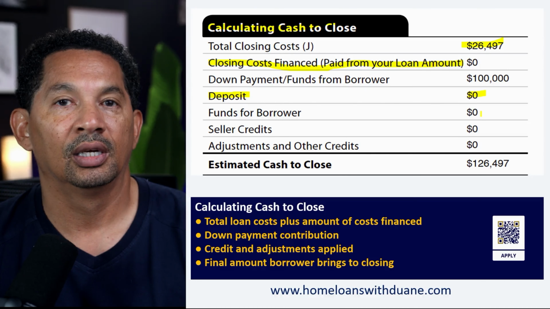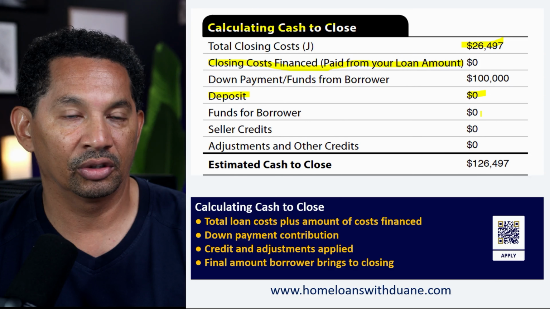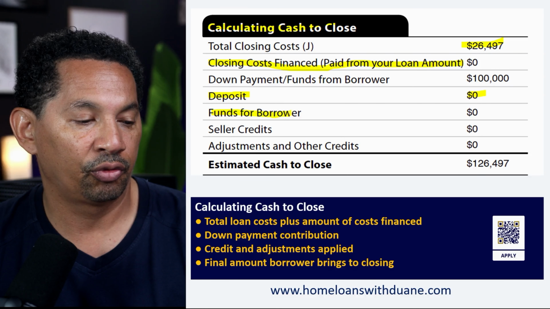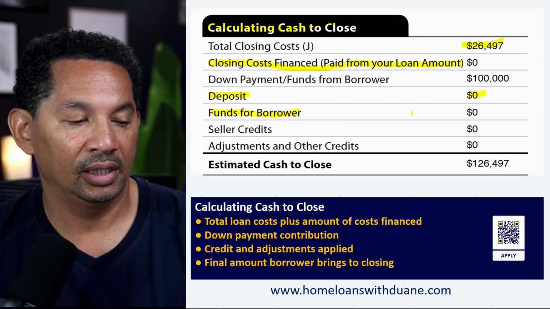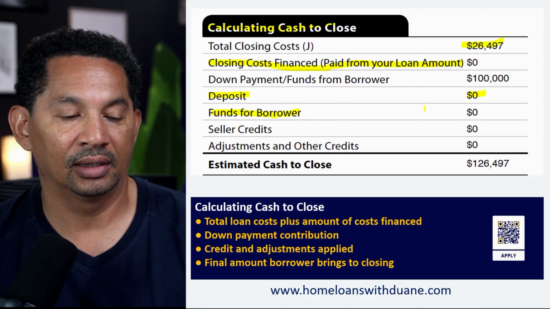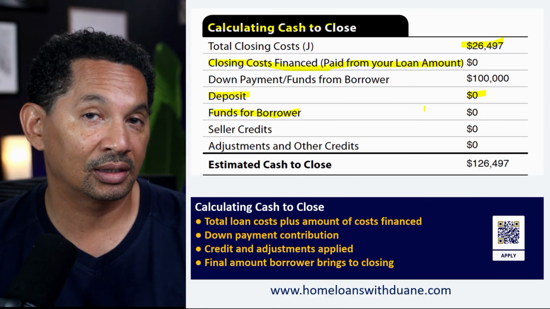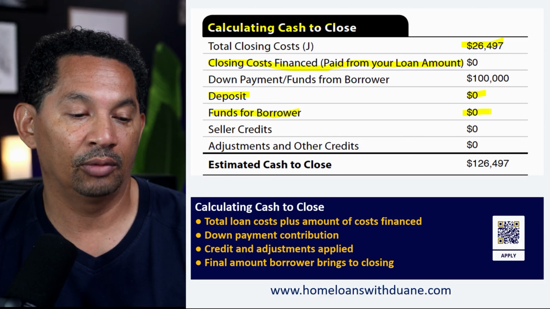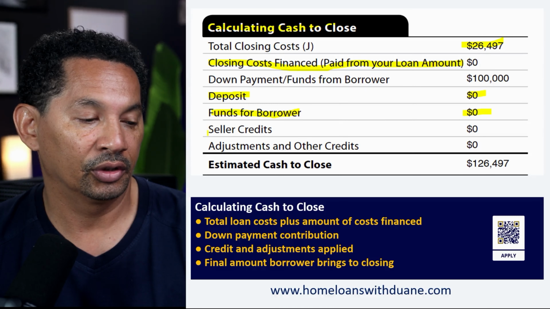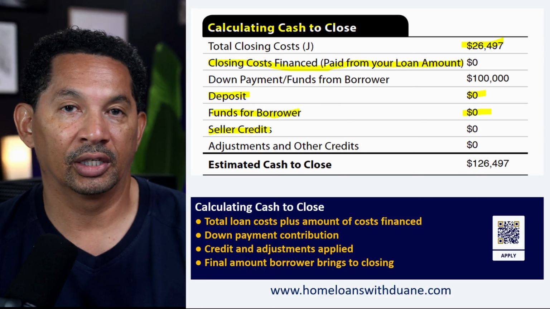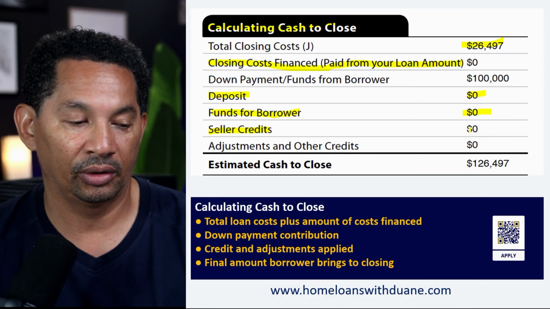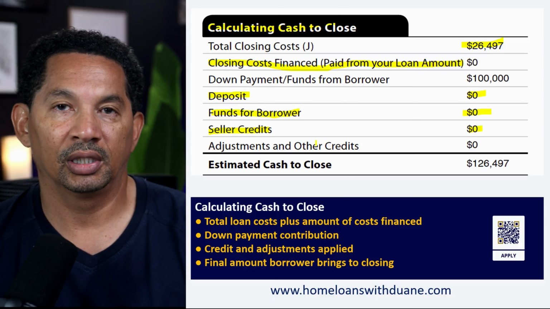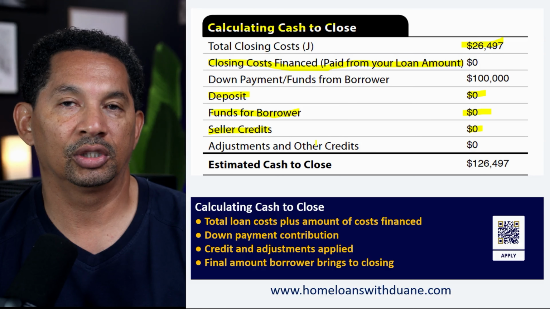Most cases on purchases, you have to put an earnest money deposit, so that would be right there. Funds for the borrower, that would be if there is, let's say, a down payment assistance or a grant, something like that would be right here. If there's a seller credit, where the seller is guaranteed to give you some credits, that would be on this section. And adjustments and other credits would also be here if there were some other credits associated with the loan.